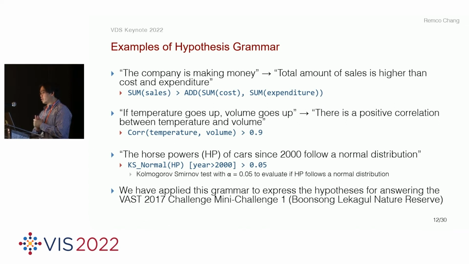So this is just some examples. We have other examples where we took this grammar to task in trying to evaluate the 2017 VAST challenge, mini challenge 1, which is the challenge about the nature reserve. So if you want to see the expressivity of this conceptual grammar, you can find it in the paper.